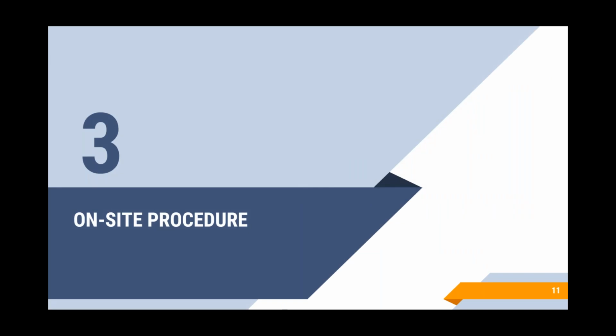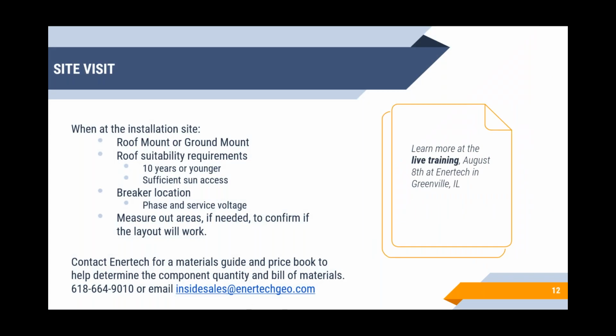Okay, and looking quickly at on-site procedure, what you want to do when you actually go and visit the site, what are the important things you want to make sure you do? So when you're at an installation site, again, roof or ground mount works best for that. If it is a roof mount, we really want to look at roof suitability requirements for that location. Is that roof 10 years or younger? If it's not, it may not be the best idea to put a solar array up on that roof if it's going to need to be replaced in the next few years, because then you're going to have to take that entire array off of it just to replace that roof. So it's one of those things you want to really be sure to look at.